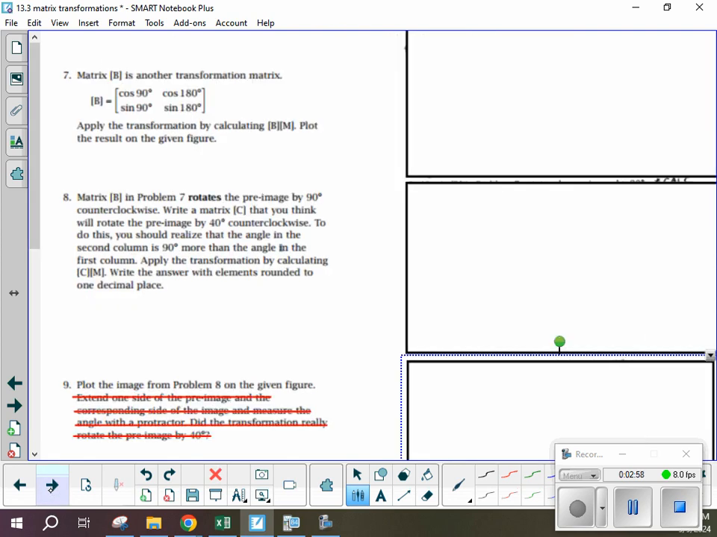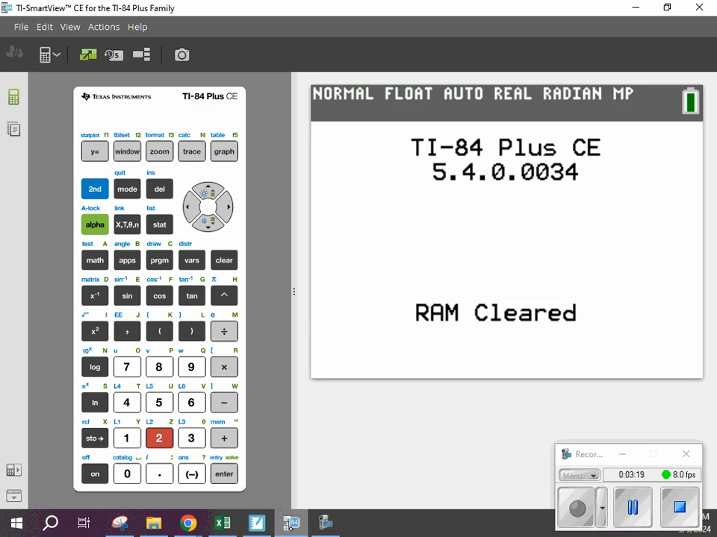Okay, on to number 7. Matrix B is another transformation matrix. It looks very different than matrix A. Let's just apply the transformation and then see if we can tell what this is doing. Maybe you have a guess just based on how this looks. Let's put these in our calculator. You might already have one in there. I'm going to just put these in to start. So I might as well put B in B.